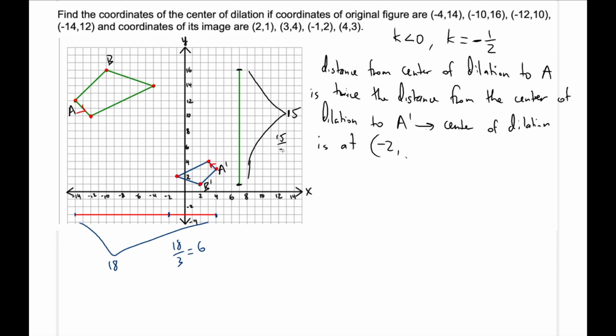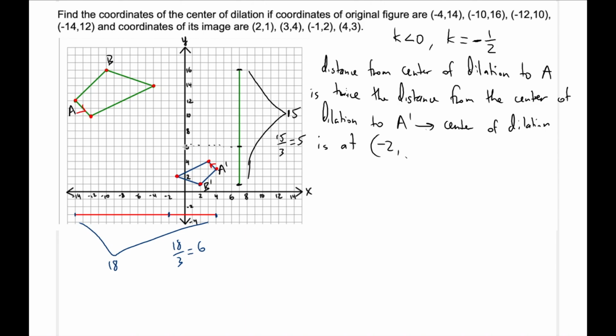Taking 1/3 of that is going to be precisely 5. So you're going to add 5 to the y-coordinate of 1 to get to the y-coordinate of the center of dilation. Right, so that's going to be what? 1, 2, 3, 4, 5. So there you go. So where does that point us?